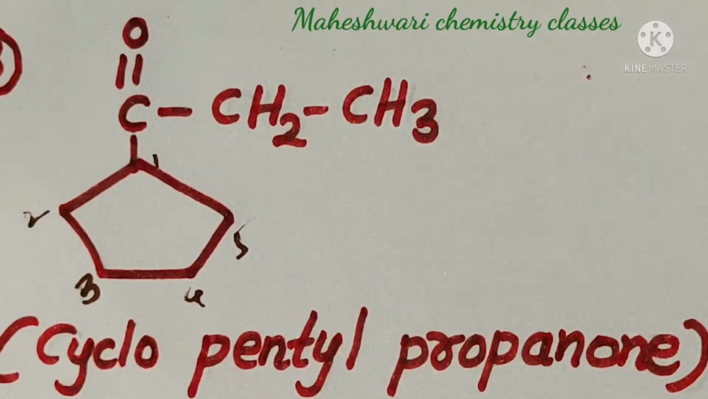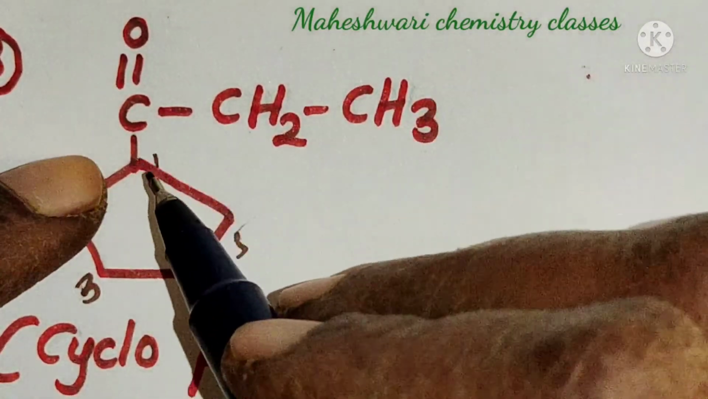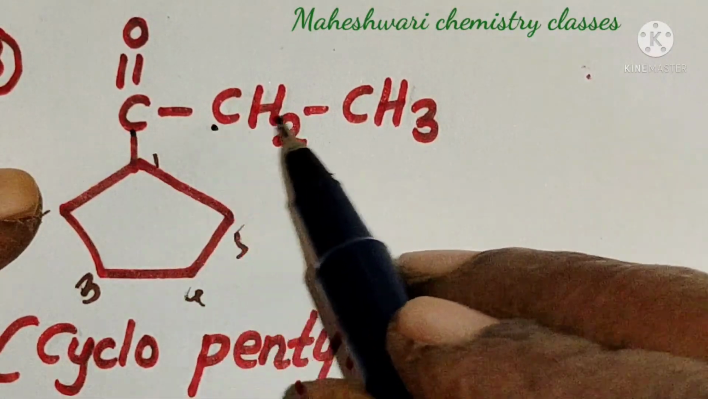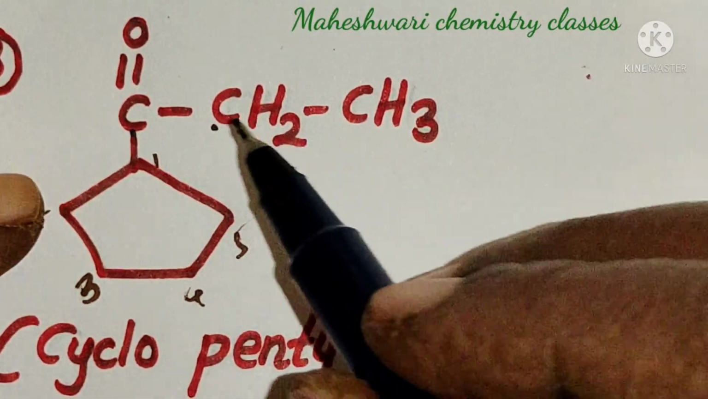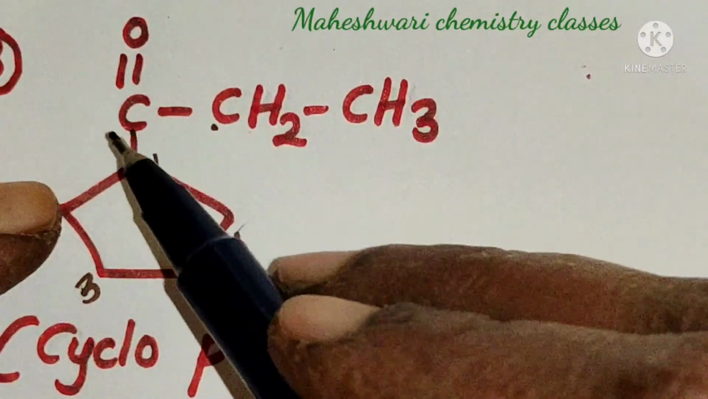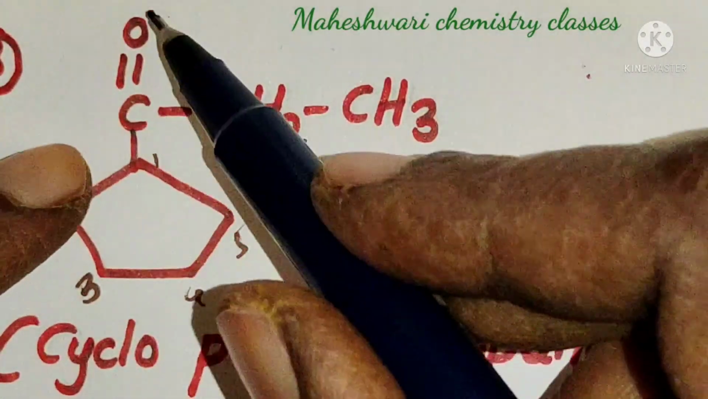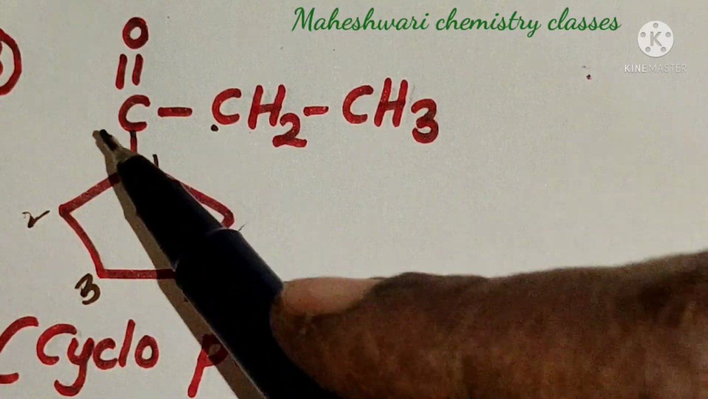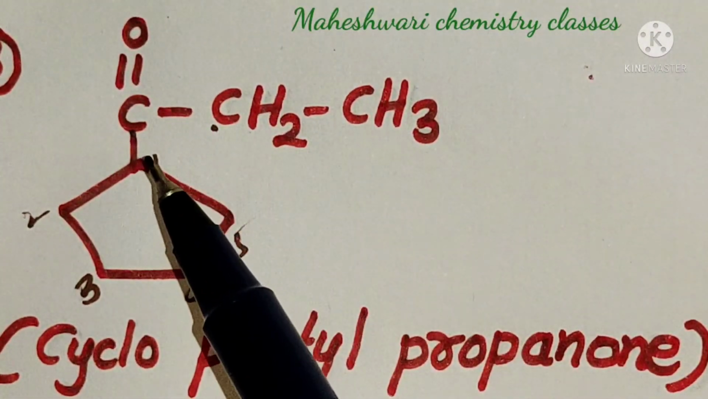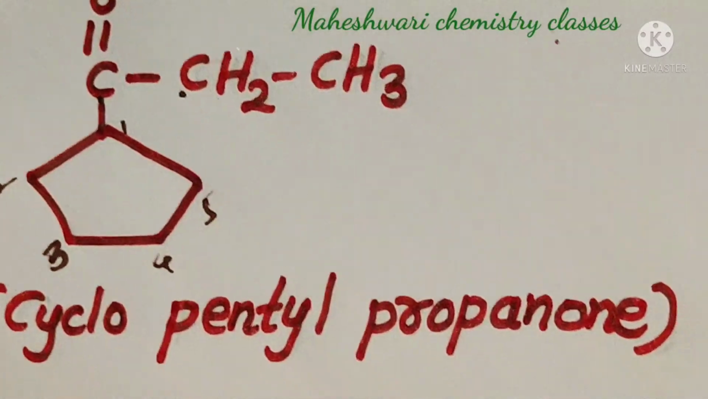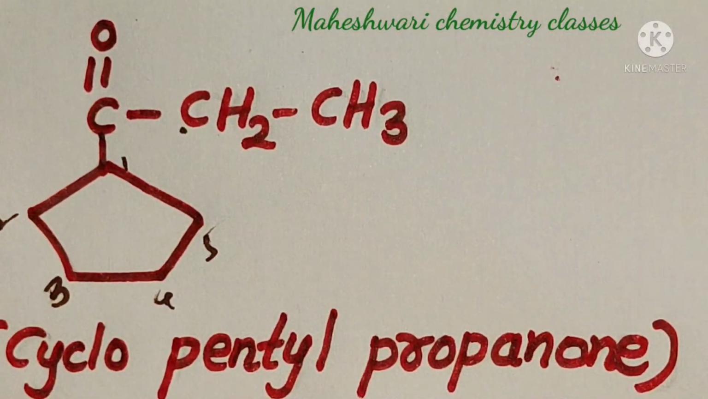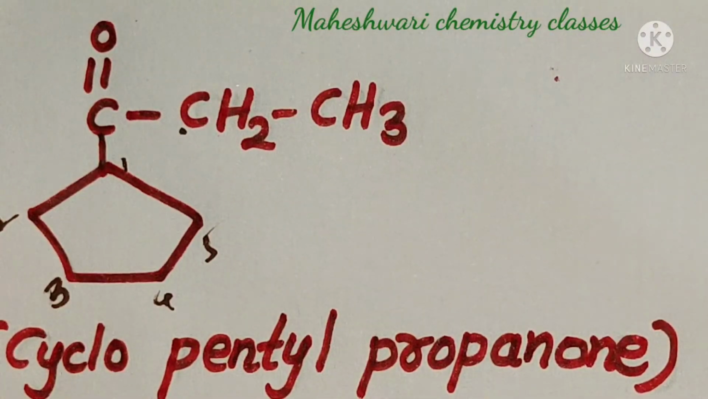Here we mainly have to consider the main carbon chain: 1 2 3, these 3 carbons. The main chain has 3 carbons, nothing but prop. In C=O, a keto group is there. When a keto group is there, it is called one, in the suffix. So propanone is the root word, with one as the suffix.